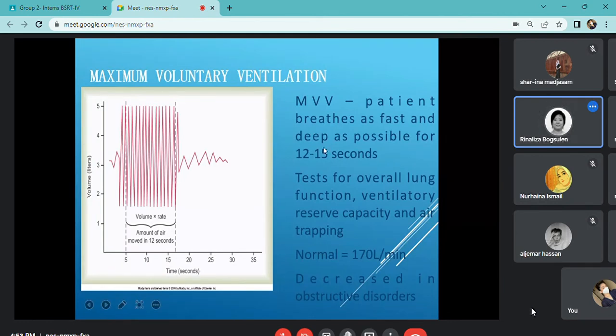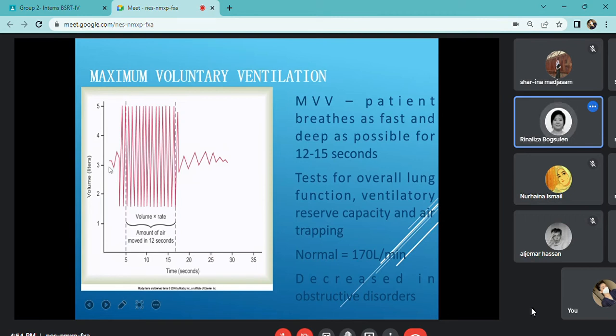For how long? For 12 to 15 seconds. Your maximum voluntary ventilation will test your overall breathing capacity or your overall lung function. This test will clearly measure the capacity of your breathing muscles and the capacity of your thoracic cage. Since you are measuring the overall lung function and your ventilatory reserve capacity, it measures how strong your breathing muscles and of course your thoracic cage are.